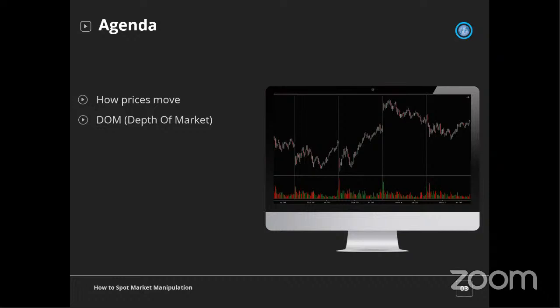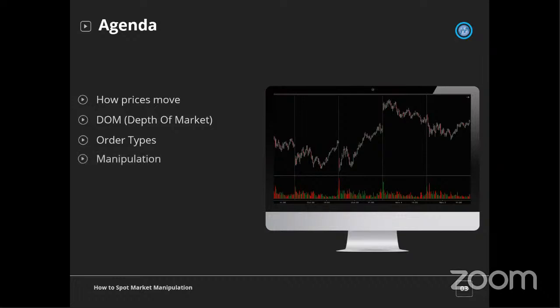but I'm just showing you because it's really easy to explain with the DOM up. Then we're going to go through some order types that are commonly used, as well as an order type that's used with manipulation. And I don't want to just tell you, but I want you guys to be able to spot this for yourself. So I'm going to show you how you can see when certain order types are being used based on the orders that are coming into the order book.